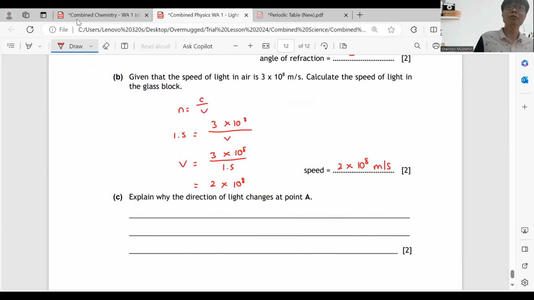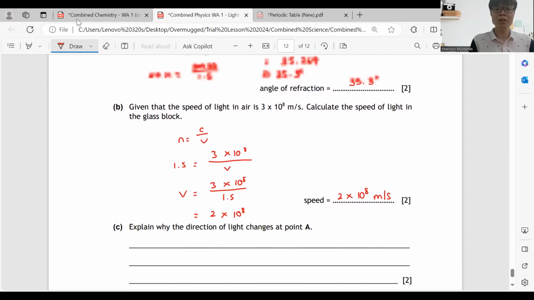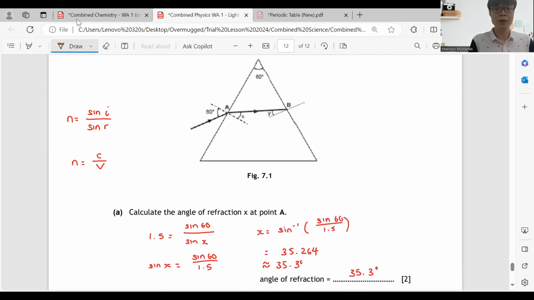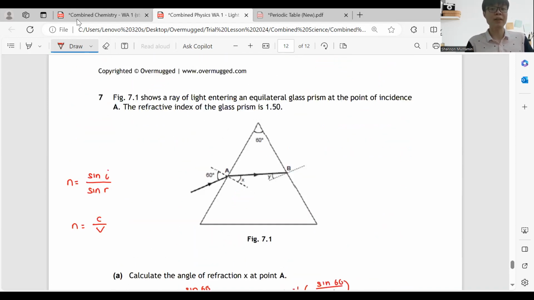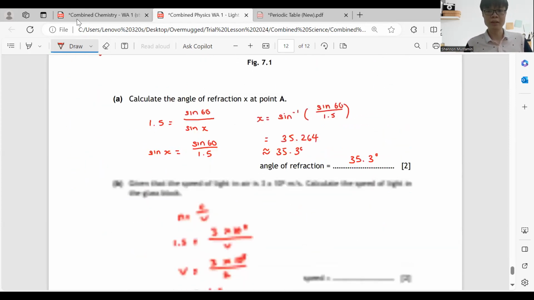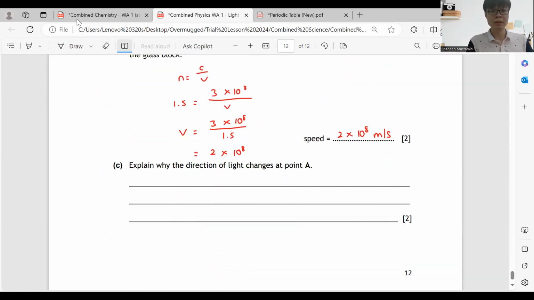Right, then let's end off with the phrasing. Why did the direction of light change at point A? Why did it bend like that? Outside is faster or slower? Faster. Nice. You go in, slower. The speed of light decreases or light is traveling slower. If you all recall this, if moving slower, it will bend towards. Okay. That's all you need for the answer.